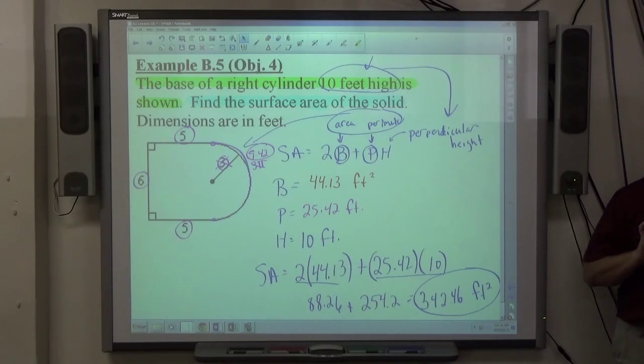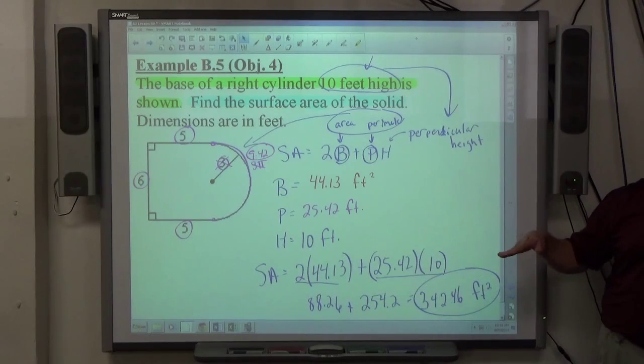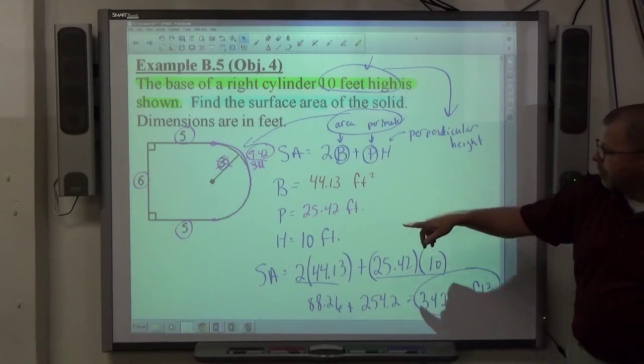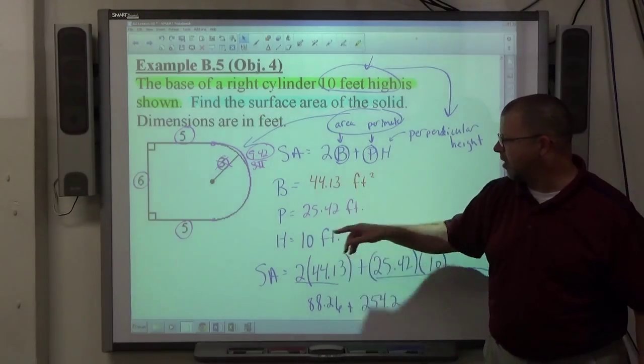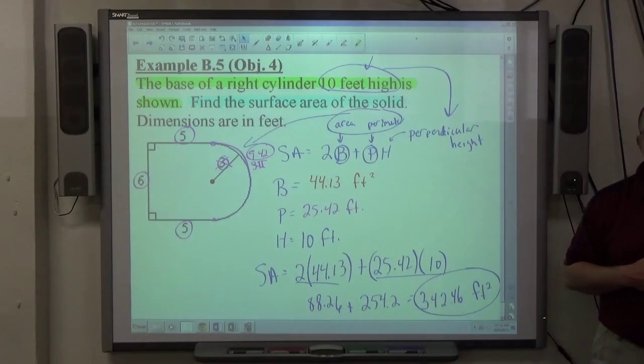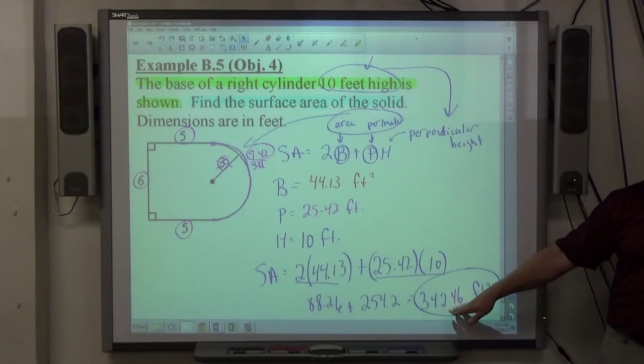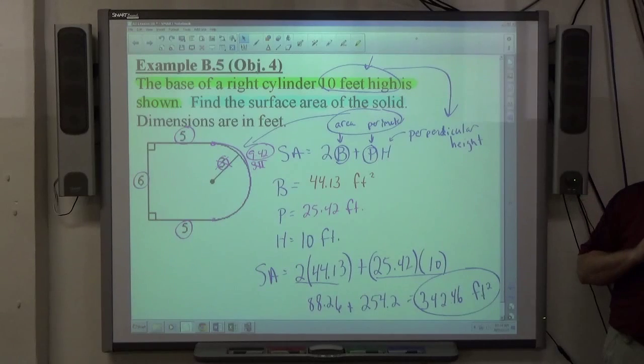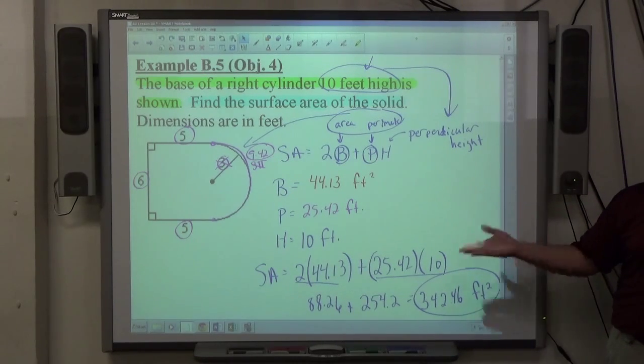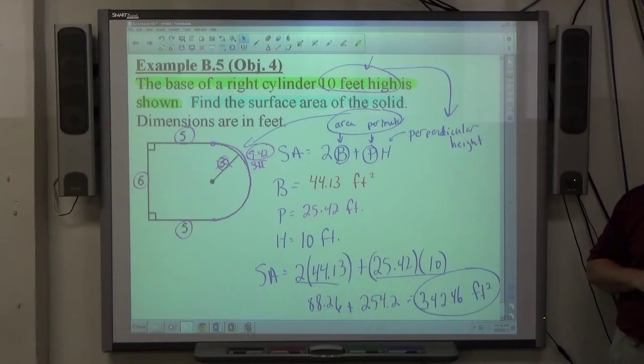In that case, they only asked me for the surface area, so I just did it. If they asked me for both surface area and volume, which they could have, volume would be B times H, right? This times this would be 441.3 cubic feet. I would want to identify that SA equals, then V equals. Again, if you have to find more than one thing, identify your answers. Okay. If they only ask you for one thing, don't feel like you have to identify it as much. You can put the proper units on it though.